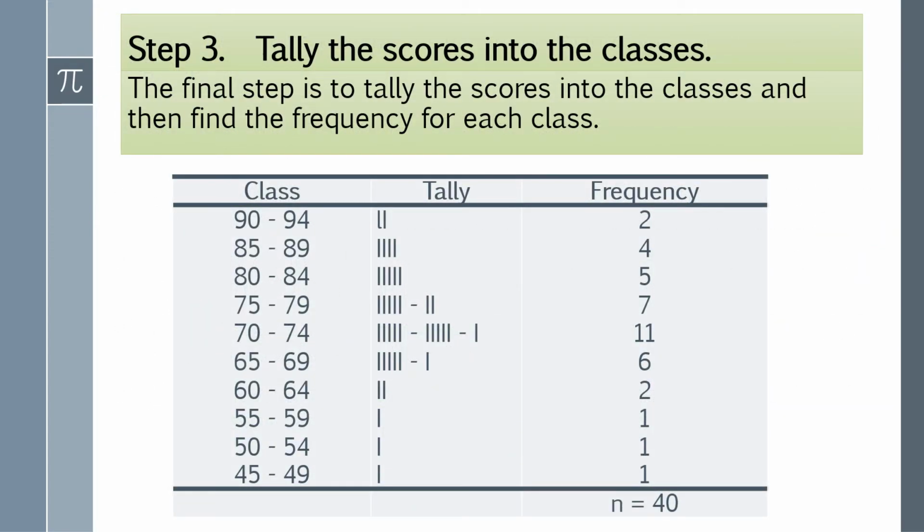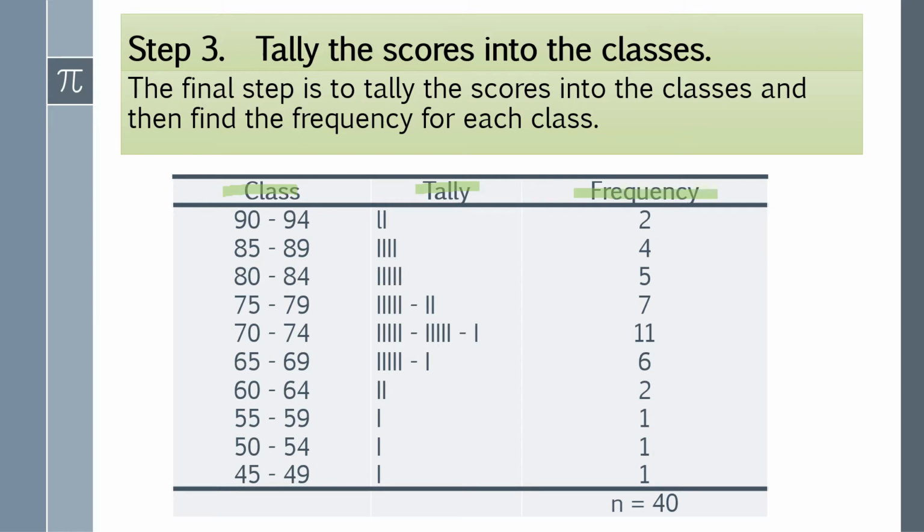The third step is to tally the scores into the classes. So this is the final step, is to tally into the classes and then find the frequency for each class. Okay? So in your step number 3, we need to create 3 columns. So the first column, andyan yung classes natin. Your second column, we have your tally. And the third or the last column is the frequency.